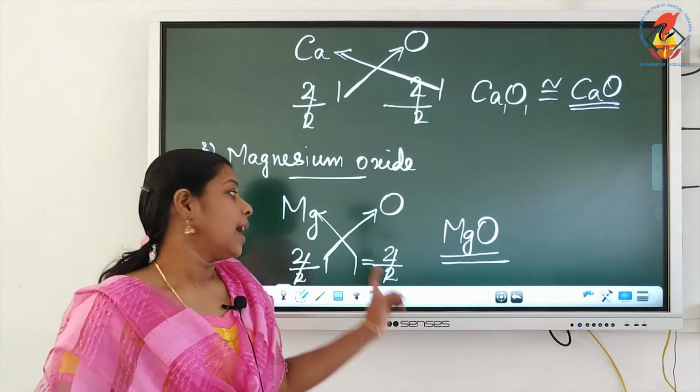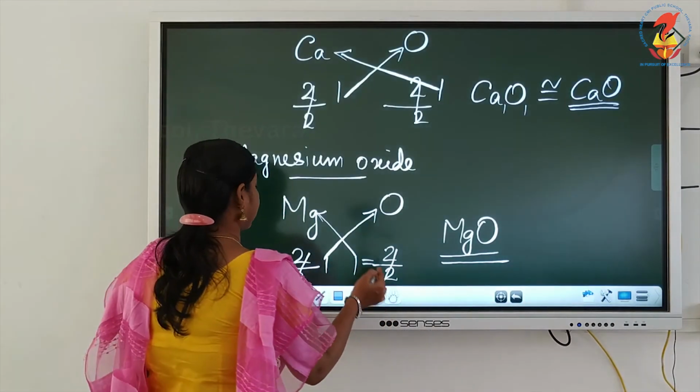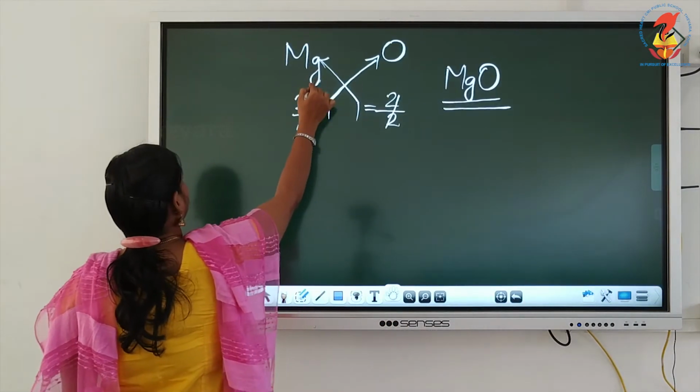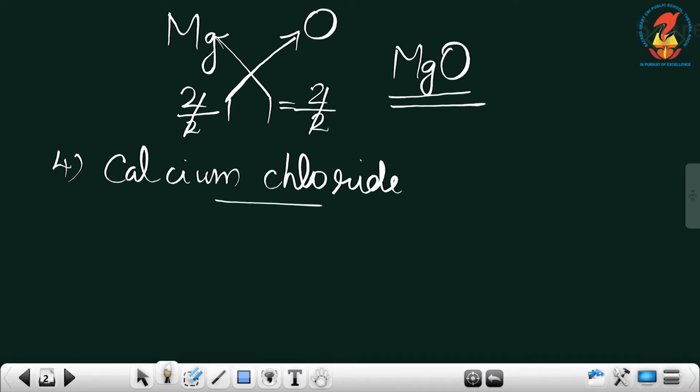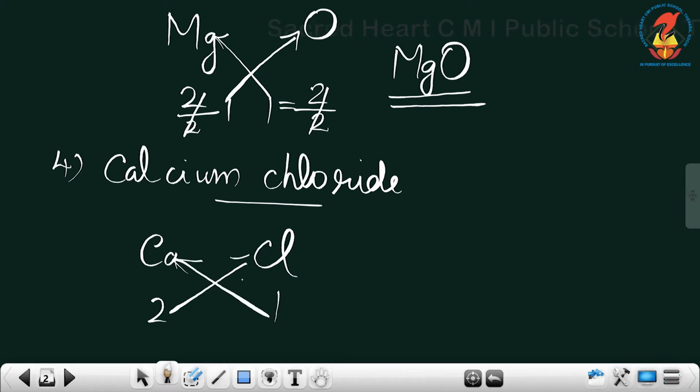Now, we can see one more example, calcium chloride. Calcium chloride, how will I write it? Yes, Ca. You know Ca is 2. Chloride, Cl, is 1. So, there is no common factor, so we will be crossing over.